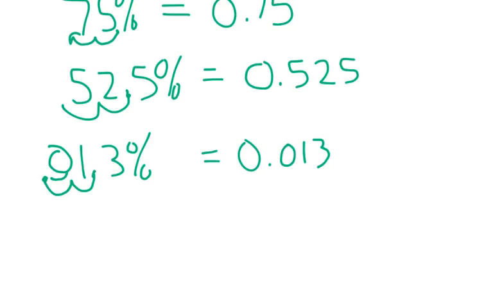All right, so we're always moving the decimal 2 spots, and sometimes we have to fill in zeros to hold places. All right, and finally, let's go with 130%. Again, 2 spaces, 1, 2, and so that's going to be 1.3. So that's how we switch from decimals to percents and percents to decimals.